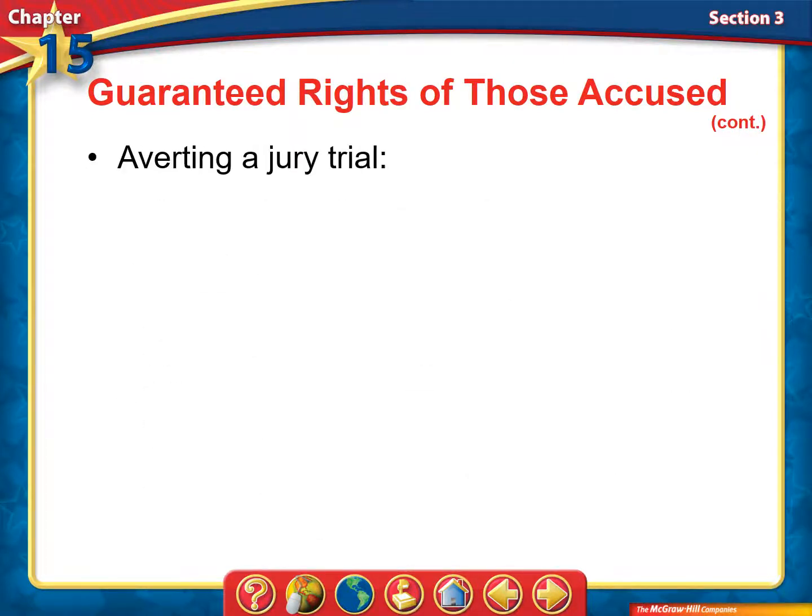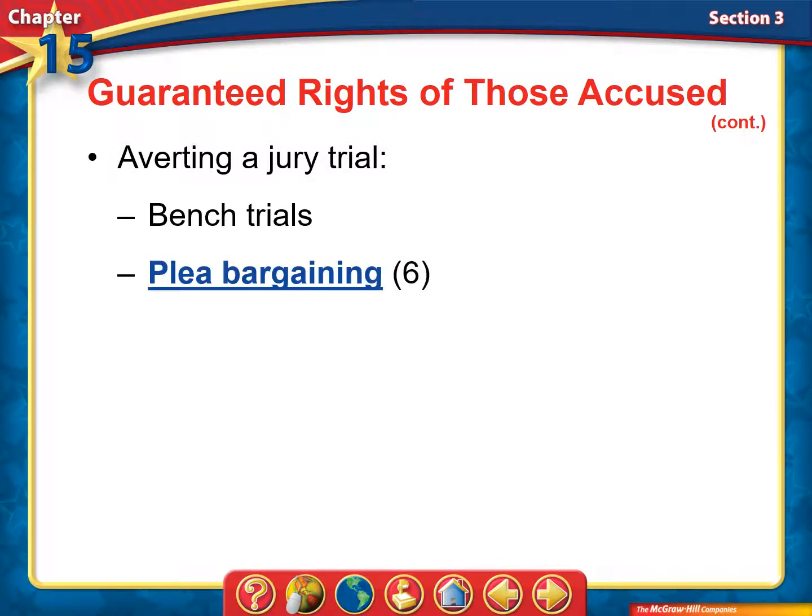Now, what types of trials don't go to jury? Bench trials. Bench trials can be requested by the accused. Plea bargains can be requested by the accused. You can avoid trial by negotiating with the defense attorney.